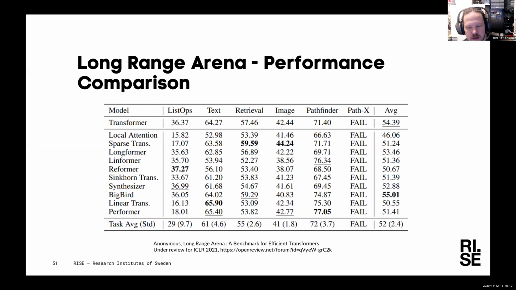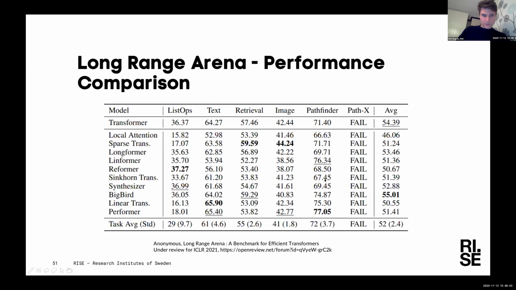And we can see that the Big Bird and Performer, while not being the highest performers here, are doing quite well. So for some problems they are doing worse, for others quite good. But I think the retrieval task is quite interesting in that we see Big Bird is actually quite good at doing the retrieval task. Well, this Path-X, sorry, I don't remember the details for the X thing here.